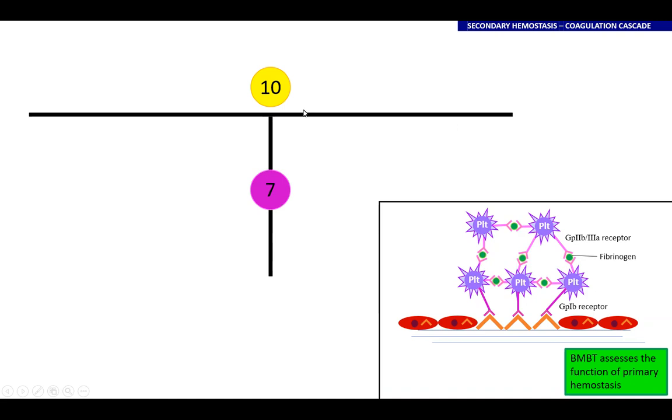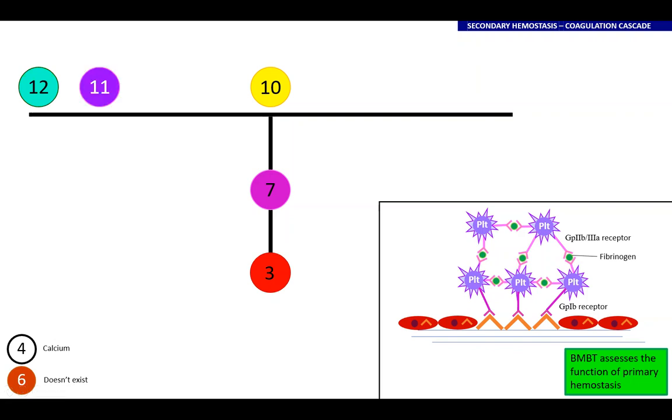And then 7 goes down below. 10 minus 7 is 3. So that goes here. And then some other side factors. 4 is calcium, and 6 doesn't exist. So now we're ready to just count down left to right. So it goes 12, 11, 10's already used, 9, 8, and 8 is up here because it's a cofactor.